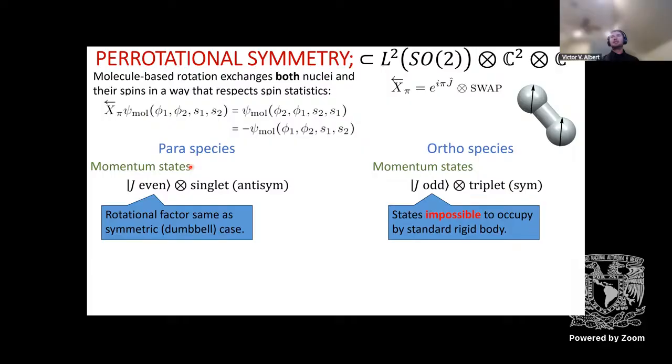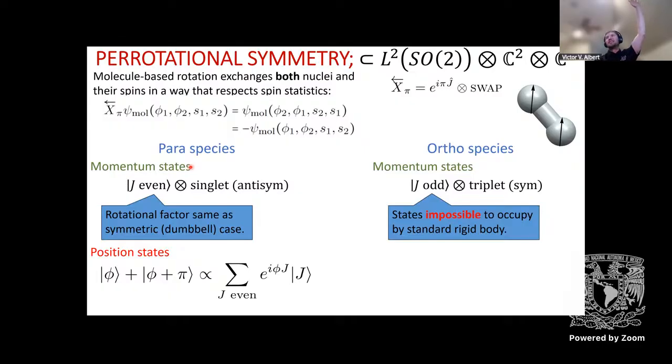Okay, I'll just show you. I think I can try to figure out how to get you guys to vote different ways by raising your hands. Will they be the same as the para species? Will the ortho species position states be the same? Anybody brave enough to raise their hand? Do you think they'll be the same or different? Who thinks they'll be different? Got one. Good. So the momentum states will be different. What will be the difference?